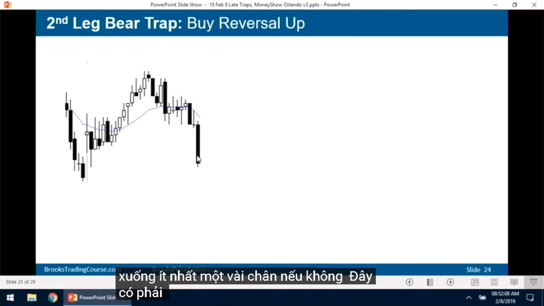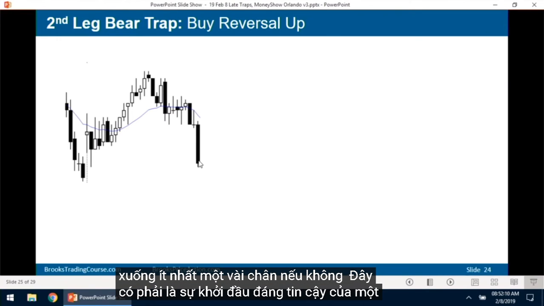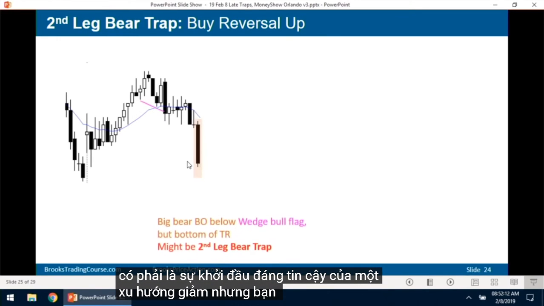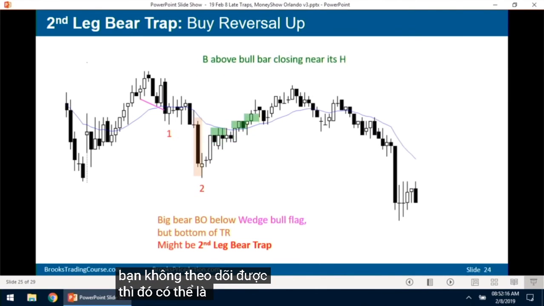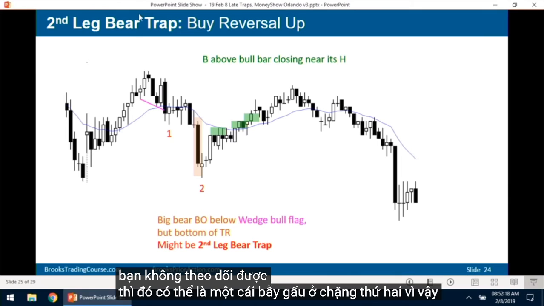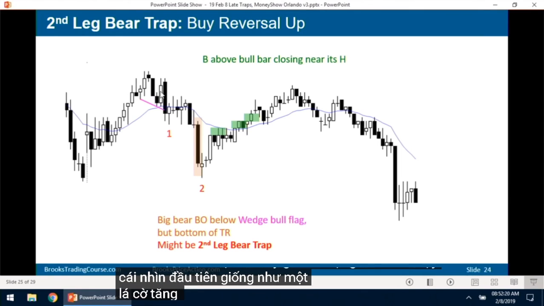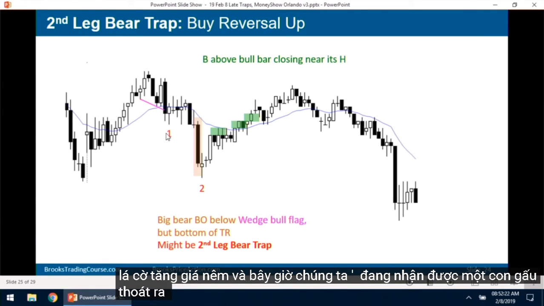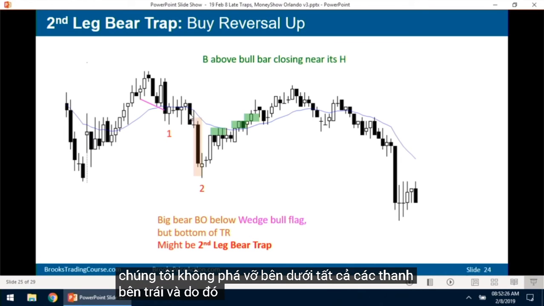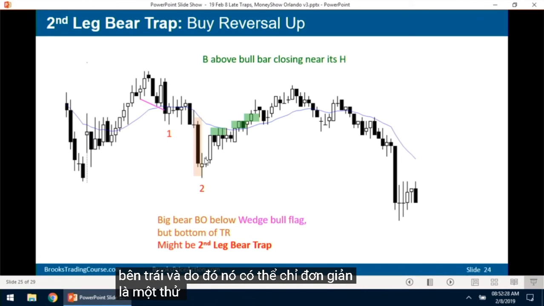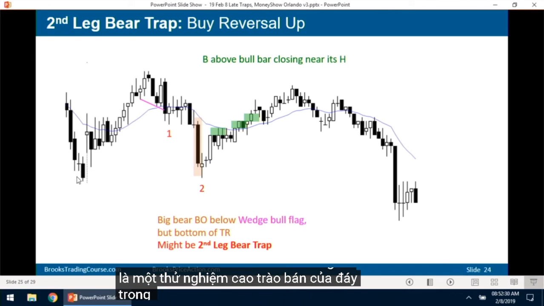So this is a credible start of a bear trend. But you need follow through. And if you don't get follow through, it could be a second leg bear trap. The first leg down was a wedge bull flag, and now we're getting a bear breakout below the wedge bull flag, but we're not breaking below all the bars to the left, and therefore it could simply be a sell climax test of the bottom of the day.